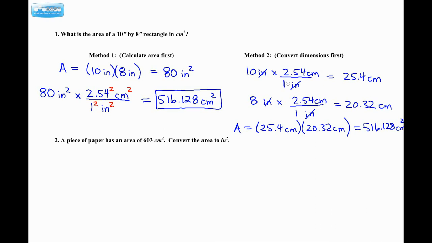But I would argue that this one is a little bit more tedious. I had to do 2 separate conversions and then find the area, whereas with the first method, I just found the area very easily, and then I only had to do 1 conversion with a little twist. So I prefer that one.